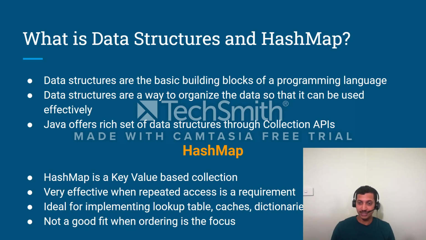HashMap is an implementation of map. It's a key value based data structure. It's very effective when repeated access is a requirement. It's ideal for implementing lookup table, caches, dictionaries, and any similar structure which has key value pair. However, it's not a very good fit when ordering is a requirement. So if we have to maintain the order of objects in the collection, then HashMap is not a good choice.